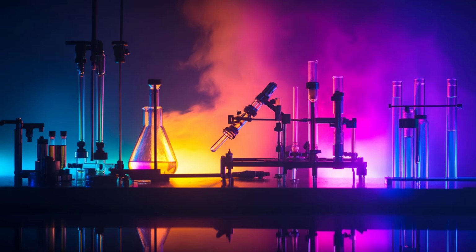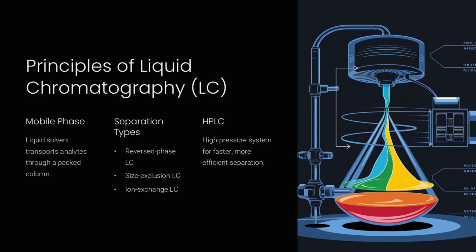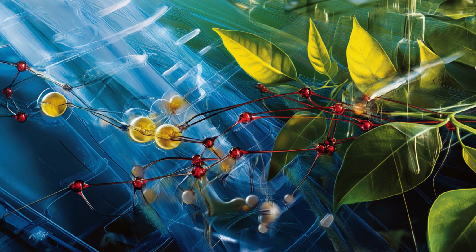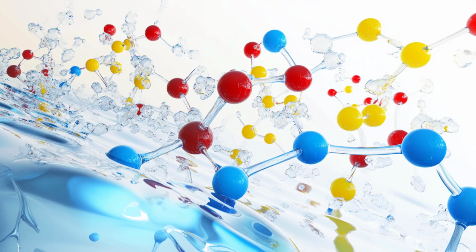cross the finish line. Liquid chromatography uses a liquid solvent as the mobile phase to transport analytes through a column packed with solid stationary phase particles. The separation mechanism depends on the specific type of LC being employed, such as reversed phase LC, where nonpolar stationary phases interact strongly with nonpolar analytes, size exclusion LC, which separates molecules based on size, and ion exchange LC, which separates analytes based on charge interactions.